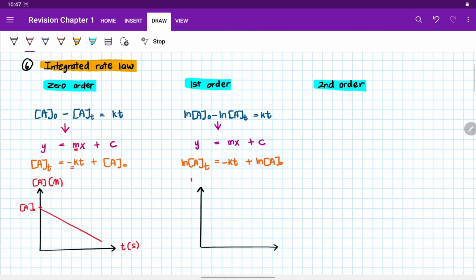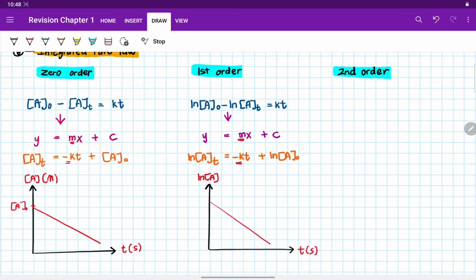You're going to plot ln A over here. For ln A here, it is unitless. Anything with ln is unitless. Our x-axis is T, and T is in seconds here. And again, we know we will get a straight line, either positive or negative. You check your gradient M again. It's negative K, so it will be like this, a negative slope here. And again, our intercept here is ln A0. So this is the first order integrated rate law.